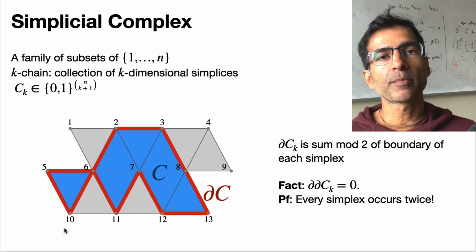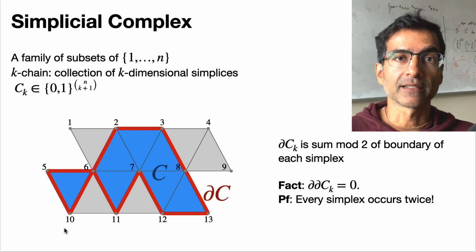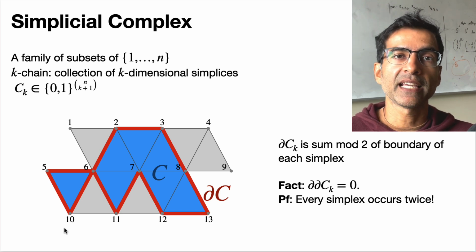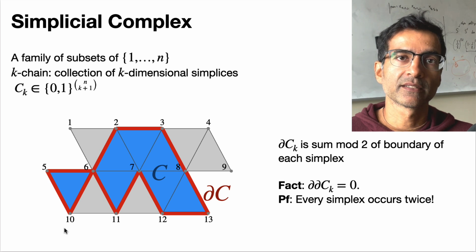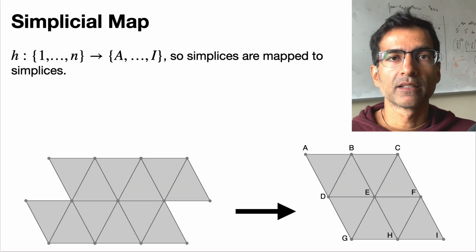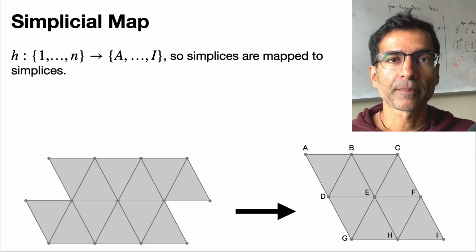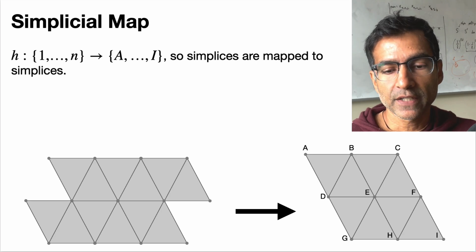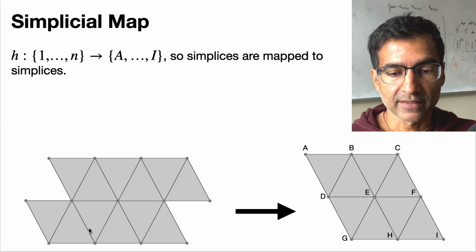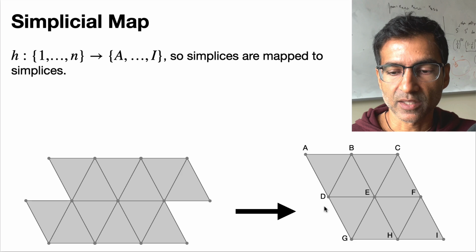Okay, so the boundary operator, you can think of it as a linear operator that maps k-chains to (k-1)-chains. Next, we need the concept of a simplicial map. So say you're given two simplicial complexes, like in these pictures. So this is the first one, and this is the second one.